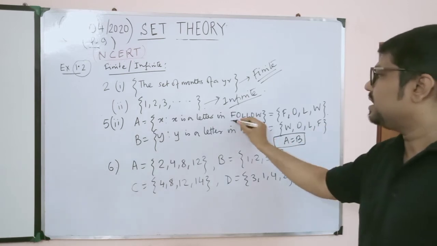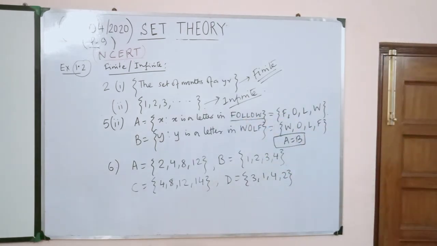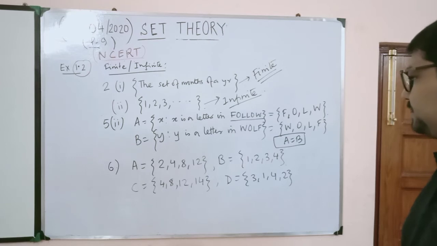Why so? Because although there are many letters over here, they are getting duplicated. So we exclude them and choose F, O, L and W.